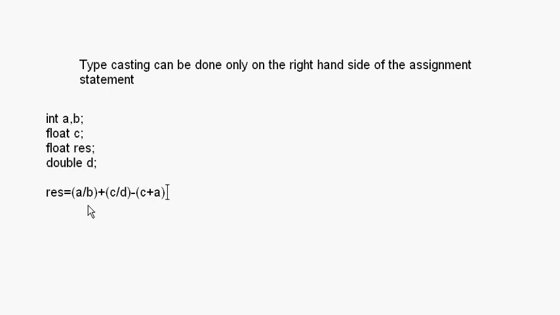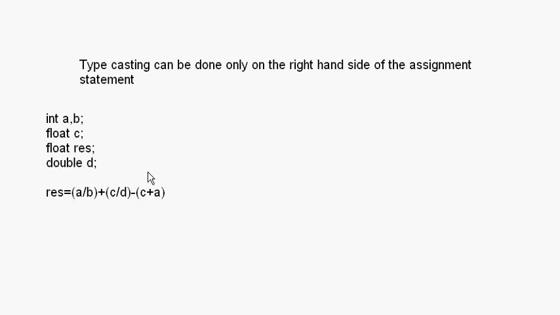Now here you see a by b, both are integers, so the fractional part will be lost. C by d, this is float and double here, so that is not a problem, but a by b here, the fractional part is lost. And here again you have c plus a, this is a float plus an integer variable. Now we are storing it in a float data type. Res is of type float.